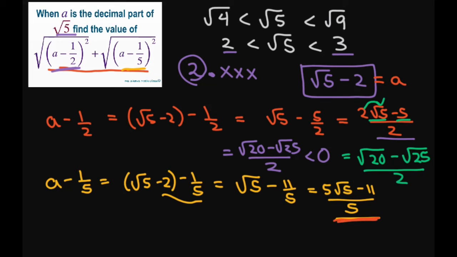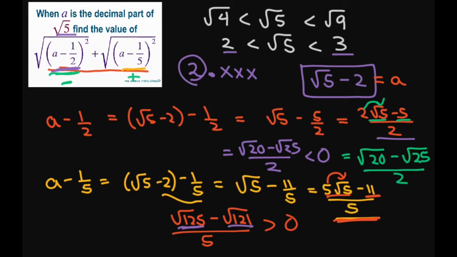All right, so let's just do like we did before. I'm going to bring this 5 in here and square it. So 25 times 5 is square root of 125, minus, I'm going to square that, square root of 121, divided by 5. So this is positive because this number here is bigger than this one when you're subtracting. So we have this part here is going to be negative, and this part here is positive.